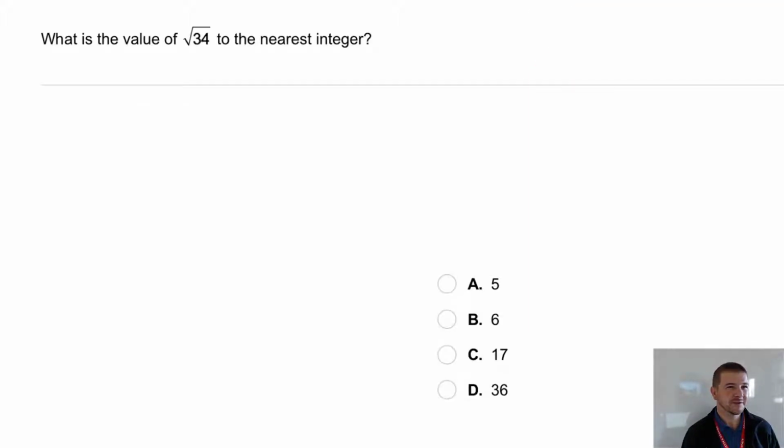Your turn. What is the value of the square root of 34 to the nearest integer?